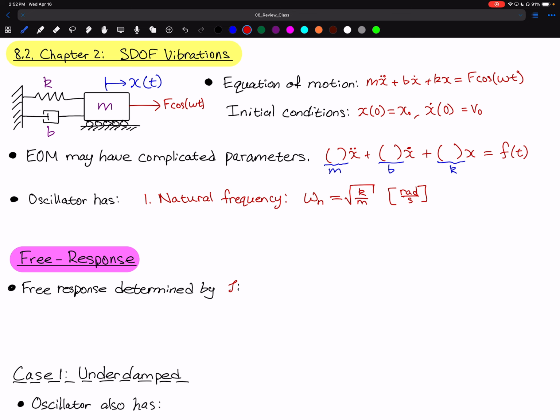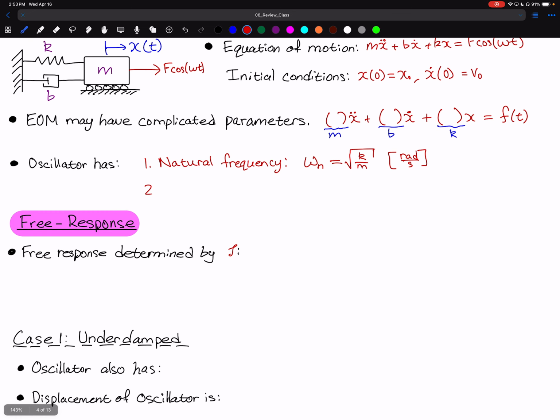The second thing the oscillator will have is a damping ratio, which we use zeta to represent. So zeta is going to be equal to our damping coefficient B divided by 2m times omega n. And then this is also equal to B divided by 2 times the square root of Km. These are equivalent expressions.